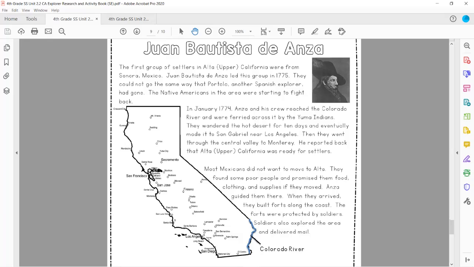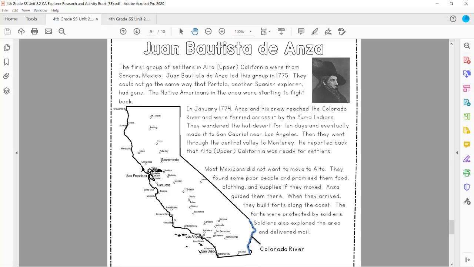In January 1774, Anza and his crew reached the Colorado River and were ferried across it by the Yuma Indians. They wandered the hot desert for 10 days and eventually made it to San Gabriel near Los Angeles. Then they went through the Central Valley to Monterey. He reported back that Alta or Upper California was ready for settlers.